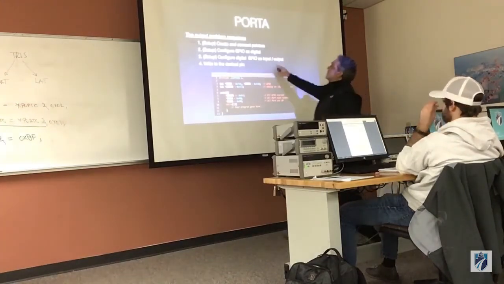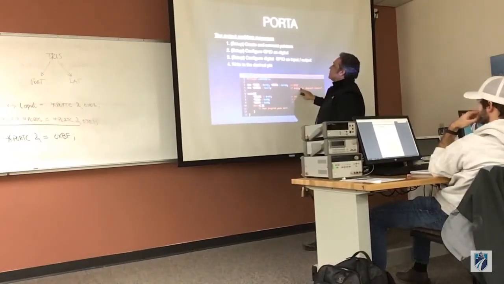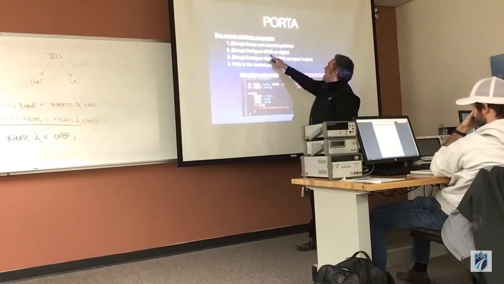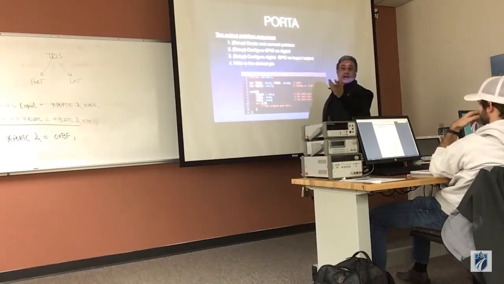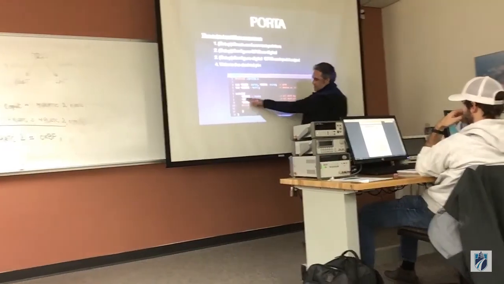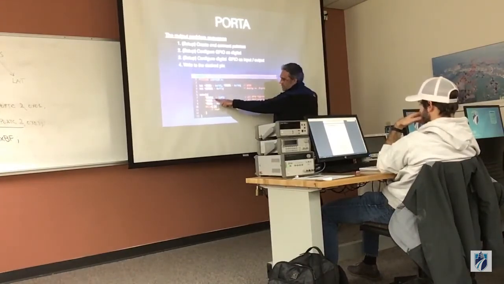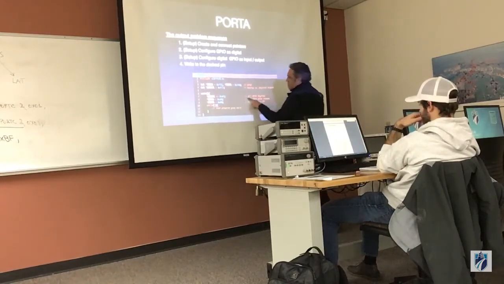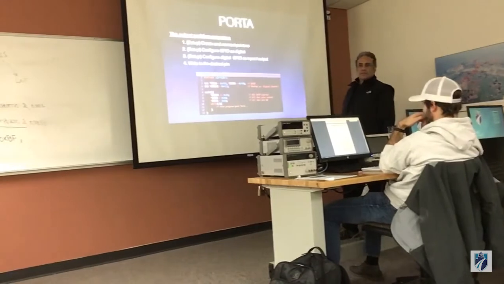So here we go. Step 1. Create and connect your pointers. So that's here. Step 2. Configure the GPIO as digital. And this is for port A because port A could be analog or digital. And that's done right here: ADCON1 OR-ed with a hexadecimal F. That will make all GPIO pins digital. Right? Let's look at it again.